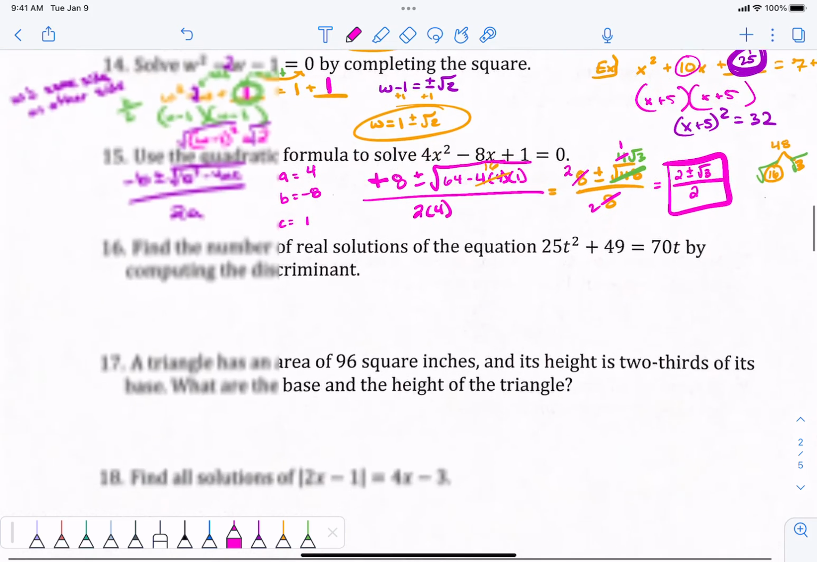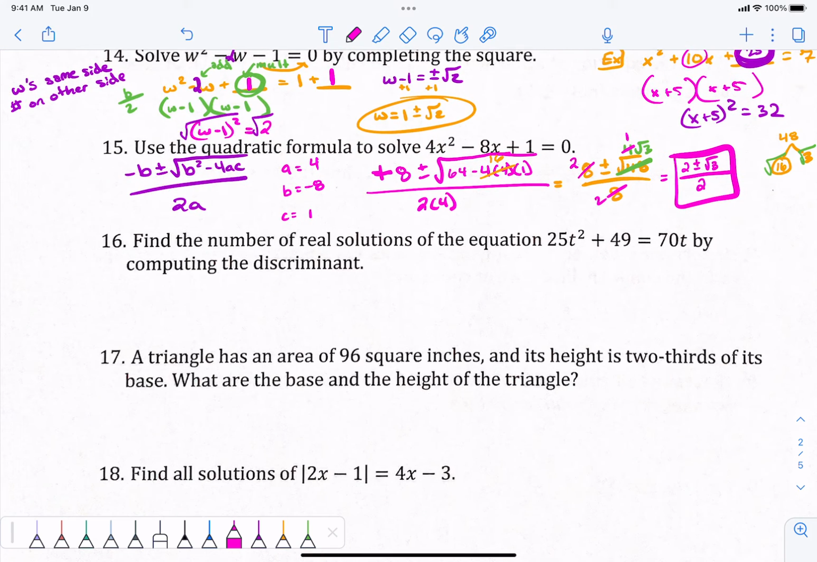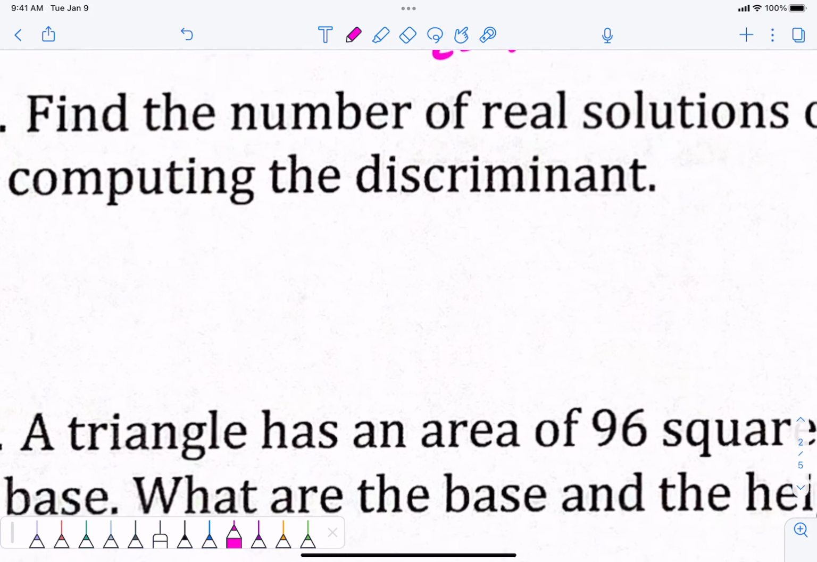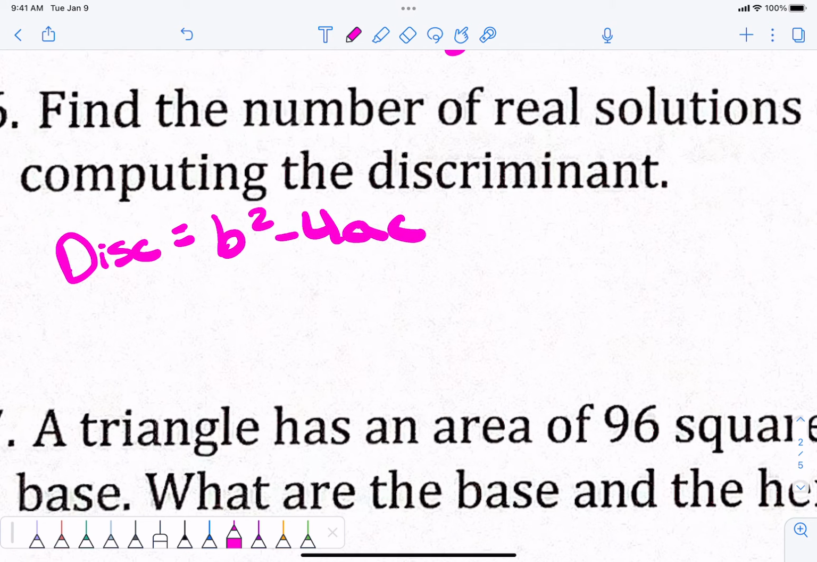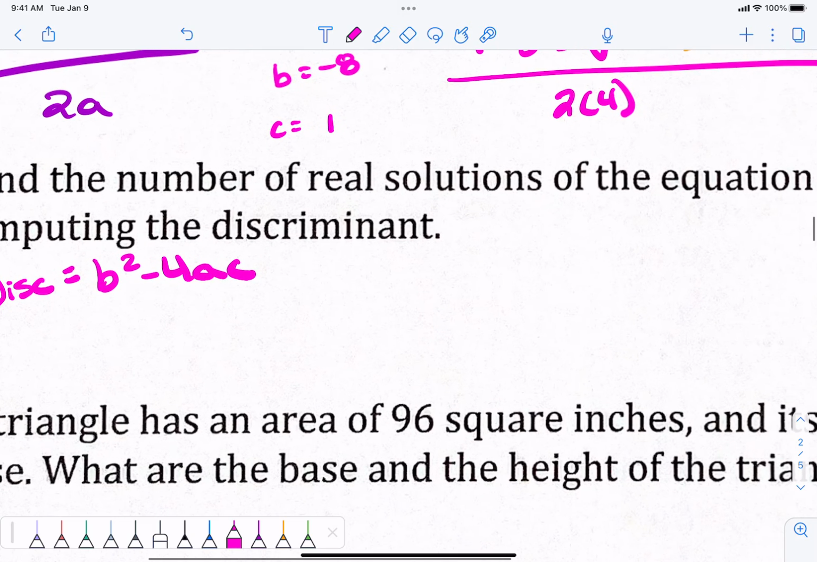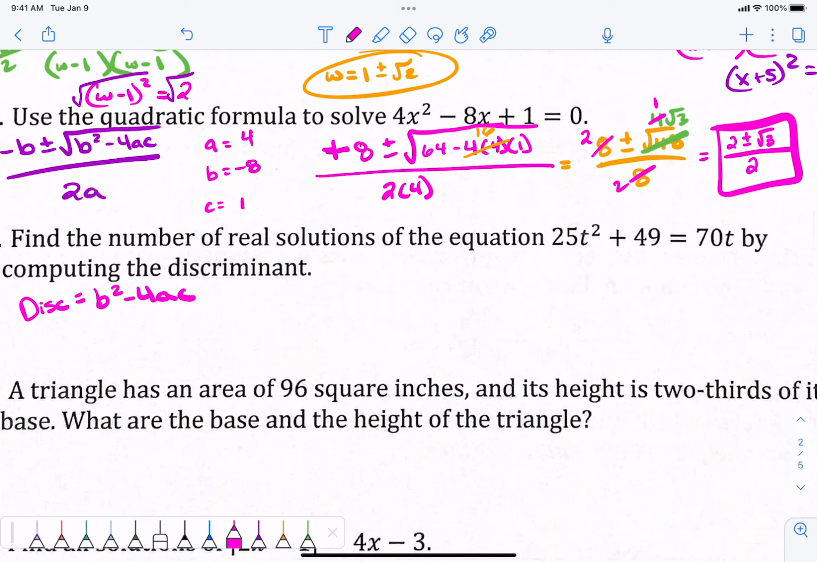Now this one says, find the number of real solutions by computing the discriminant. What is the discriminant? The top portion, everything inside the square root. B squared minus 4AC. All right, let's go to the problem over here.